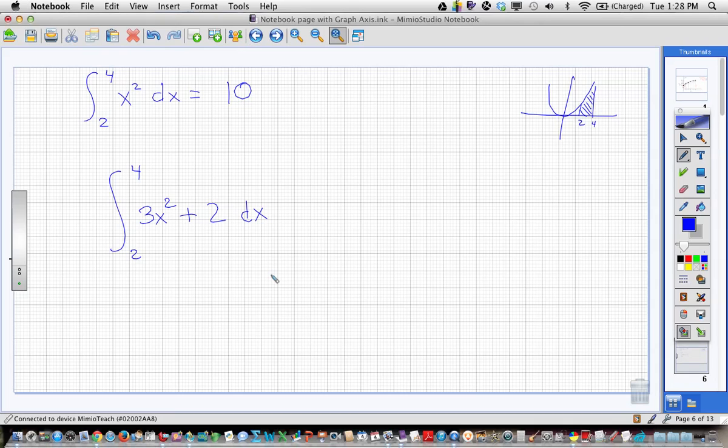Okay? So, what we do is we use those 2 laws that we just learned, which is first I can split this apart into this integral plus this integral. Okay? Now what can I do with that first integral? I can put the 3 out in front.